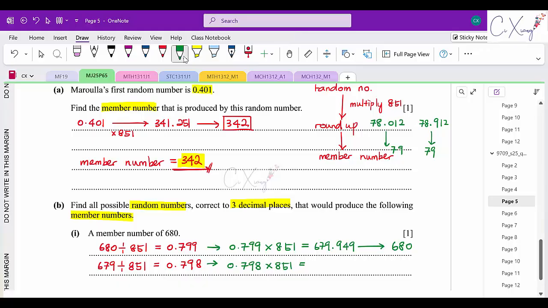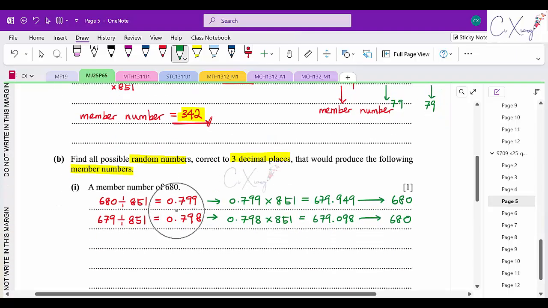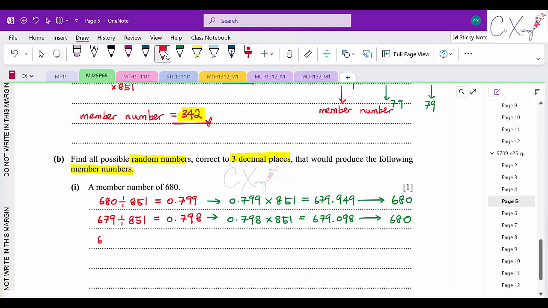I'll get the value 679.098, where if I round it up to the next value, it will be 680 as well. Okay, so you can see that these two random numbers will give you the final answer of member number 680. If you feel not so sure, you can try again for 678.